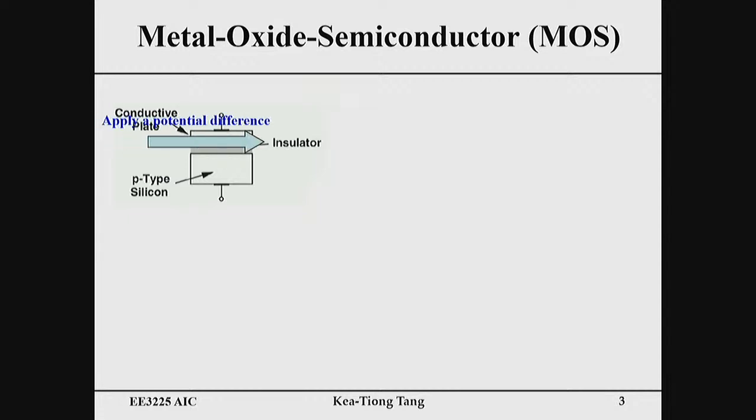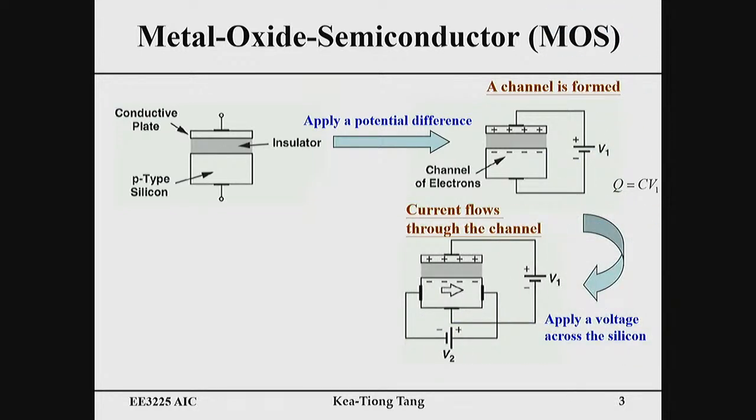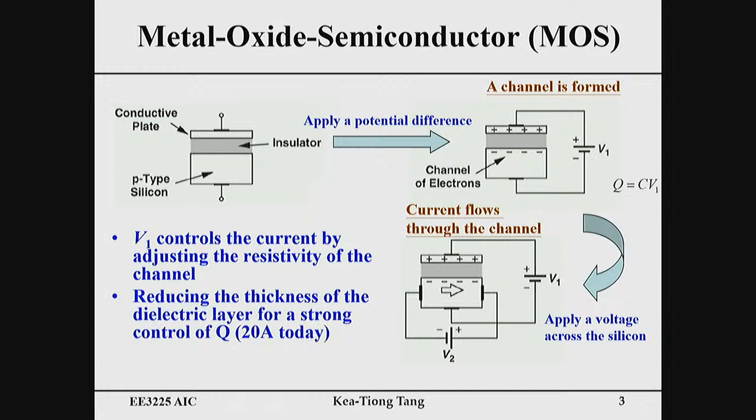So by applying a vertical electric field, we can generate some carriers underneath the gate. In this case, electrons. And by applying another horizontal electric field, we are able to move these free electrons. So this is basically the idea of a MOSFET.